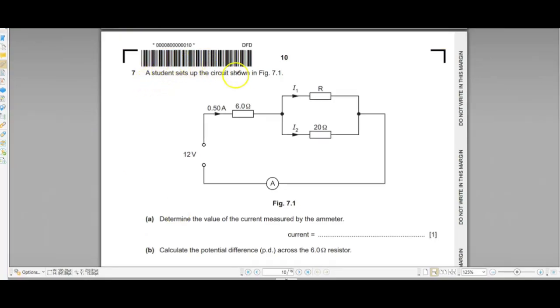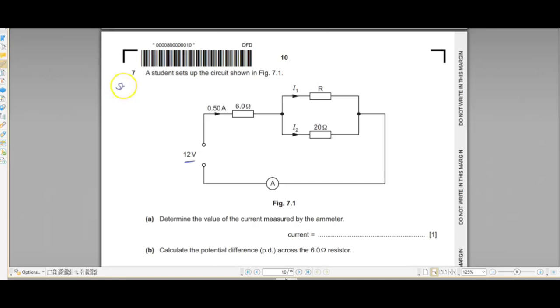7. A student sets up the circuit as shown in figure 7.1. Part A, determine the value of the current measured by the ammeter. Okay, my suggestion is that you just read the circuit first, understand it, and then start doing these parts. And as you keep on doing these parts, and as you keep on finding the unknowns, keep on updating them on the circuit diagram. So for example, this is a circuit which has an EMF of 12 volts, and this is a series circuit with two components connected parallel to one another.